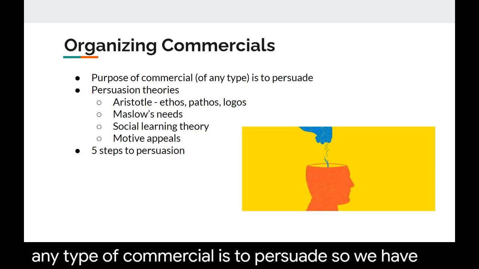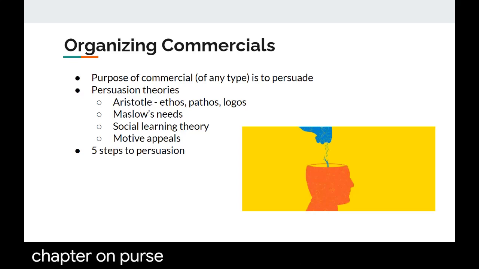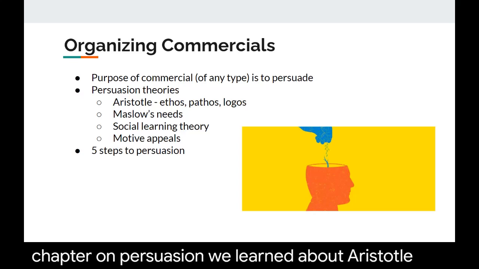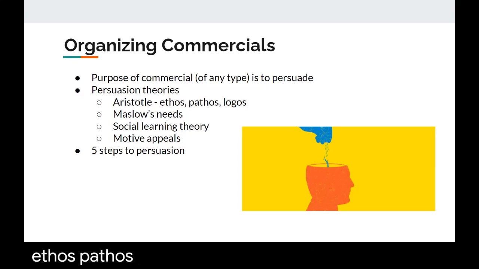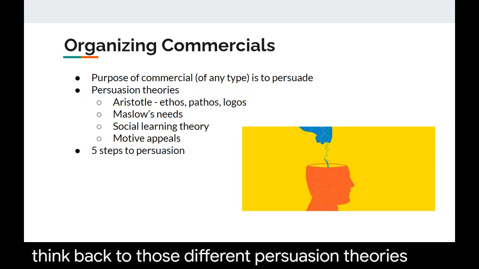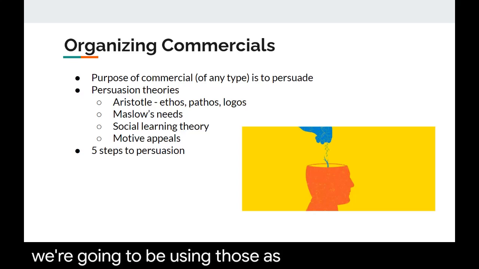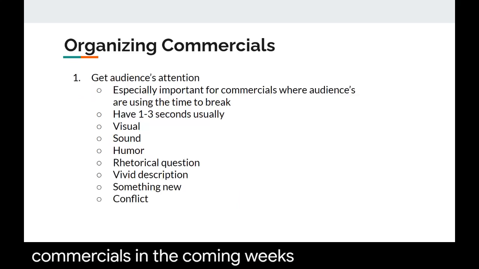So we have to remember our persuasion theories back from our chapter on persuasion. We learned about Aristotle's ethos, pathos, and logos. We know Maslow's hierarchy of needs, social learning theory, motive appeals. So think back to those different persuasion theories and how those could be used within a commercial setting. Now, there are also 5 steps to persuasion that Hilliard's chapter talks about, and we're going to be using those as we write our commercials in the coming weeks.